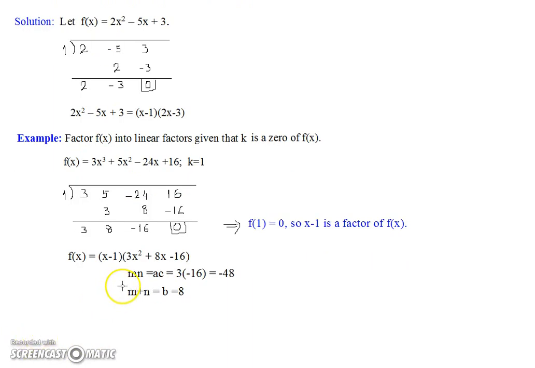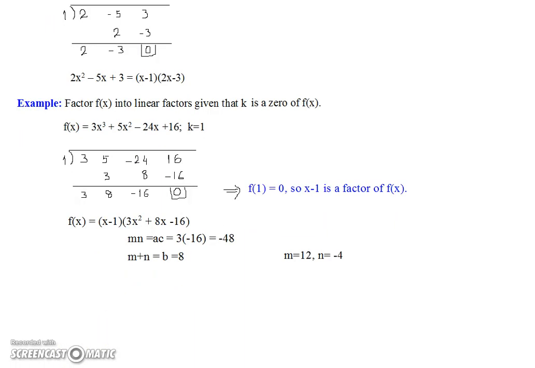The goal of this method is to find a couple of numbers, let's say m and n, such that the product is equal to a times c, in this case 3 times negative 16 or negative 48, and the sum is b, in this case 8. It is easy to see that one of the numbers will be positive, the other negative, and the two numbers are 12 and negative 4. These two numbers are used to split the middle term into two linear terms. So instead of 8x, we get 12x minus 4x, and then we factor this polynomial by grouping.